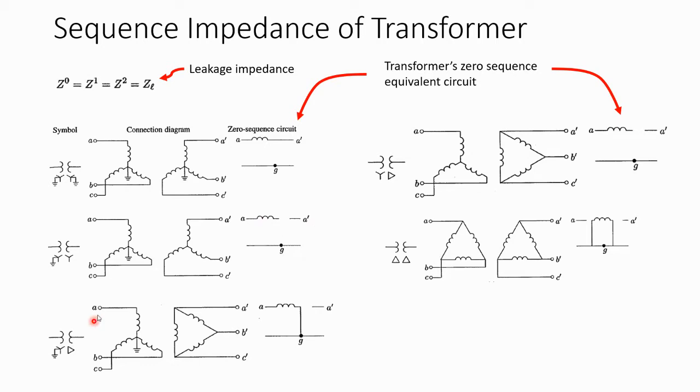And interestingly, when you have the Y and delta connection like this, where in the Y connection the neutral is grounded, then the primary side is connected to ground through the impedance of the transformer. And of course, the impedance will be the zero sequence impedance, but it doesn't matter because the zero, positive and negative sequence impedances of the transformer are equal to each other.